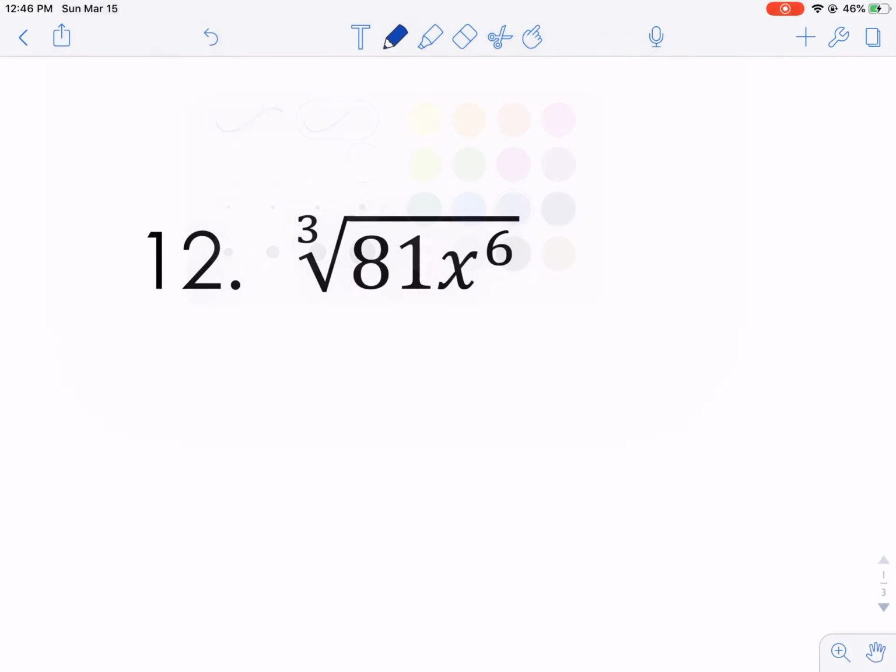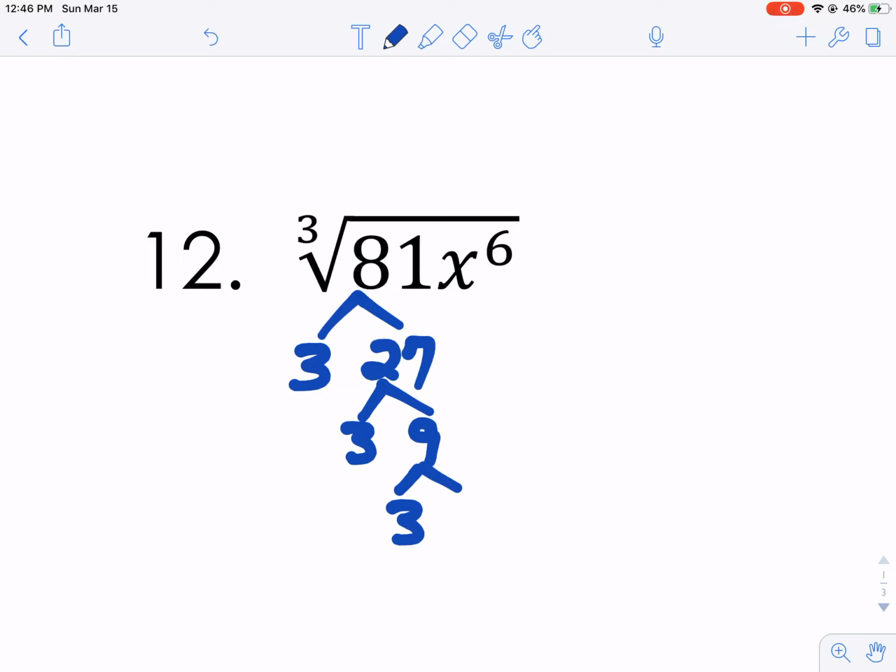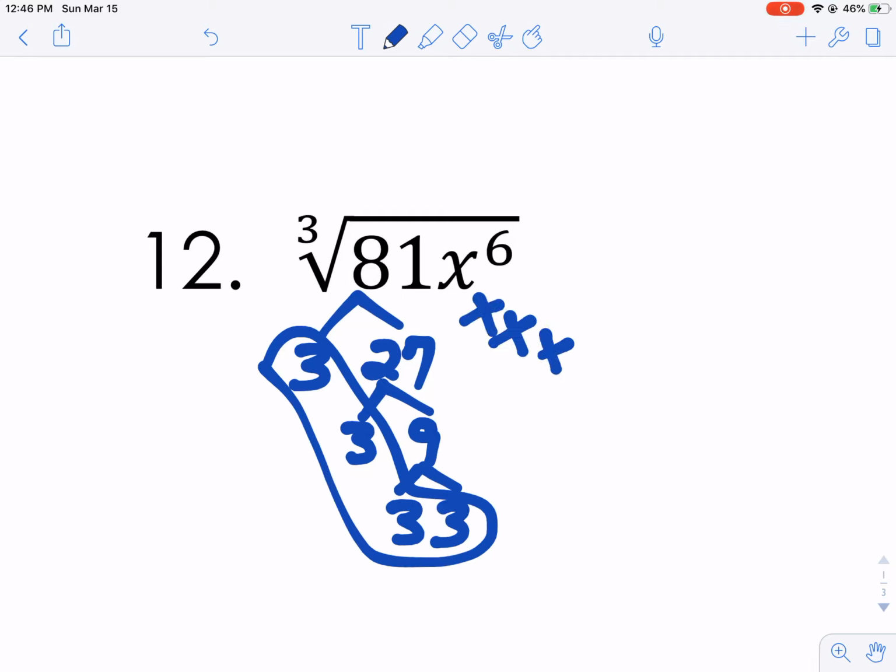Last one, number 12, cube root again. 2 doesn't go into 81, 3 will. So if you do 81 divided by 3 in your calculator, it'll tell you it's 27. So 3 times 27. 3 times 9. 3 times 3. Hockey stick it. And then I have 6 x's. Because it's a cube root, I want groups of 3.